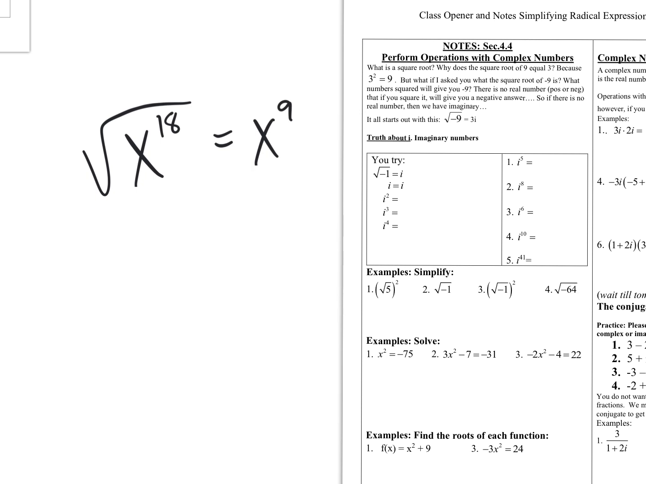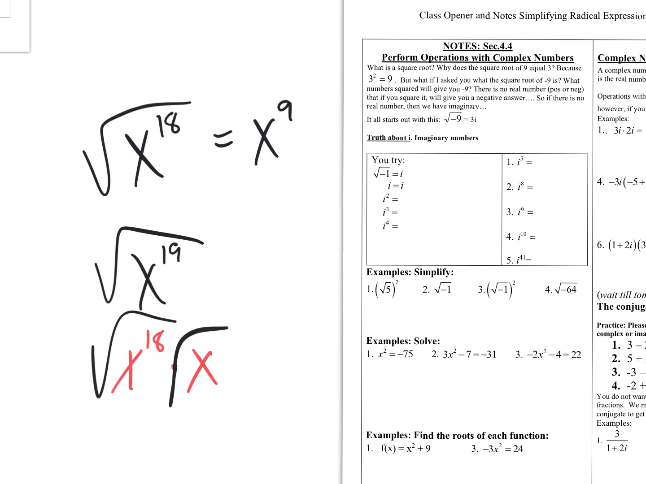X to the 9. Okay, now what if you had the square root of x to the 19th? Well, you would have to rewrite x to the 19th as x to the 18th times 1 more x, and then you could split the root, and then you could actually do the square root of x to the 18th, which would be x to the 9th, and the square root of x would stay. That's just a little review of simplifying square roots. We're good with that, right?